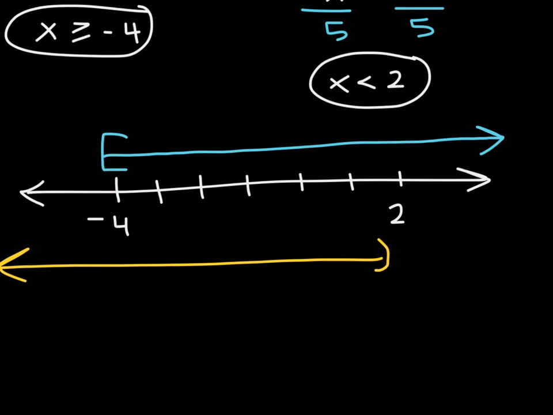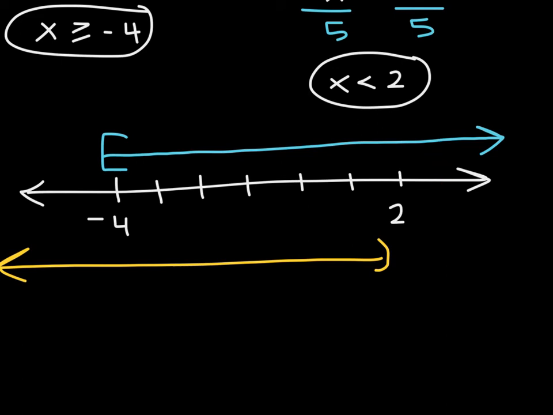Does 2 make it into the union? It's not in the yellow set because of this parenthesis, but it is in the blue set, so that's good enough. It makes it into the union. Does 0 make it into the union? Yes, because it's in both sets. Does 3, over here, make it into the union? Although 3 is not in the yellow set, 3 is in the blue. That's good enough.